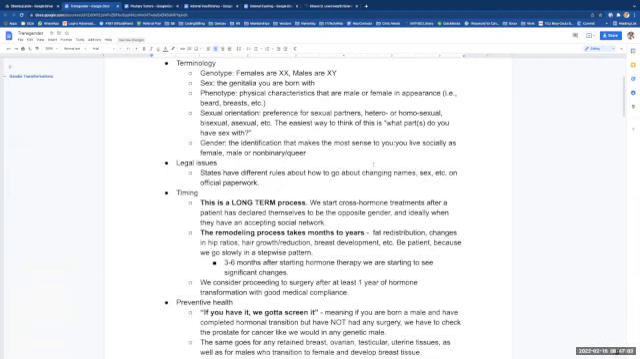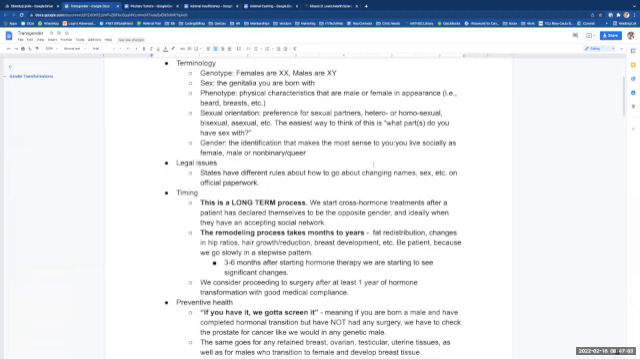Gender transformations. Before we can talk about this in detail, we need to cover some terminology. Genotype. Your genotype is what you are born with. For example, females are born with the genes XX, and males are born with an XY genotype.